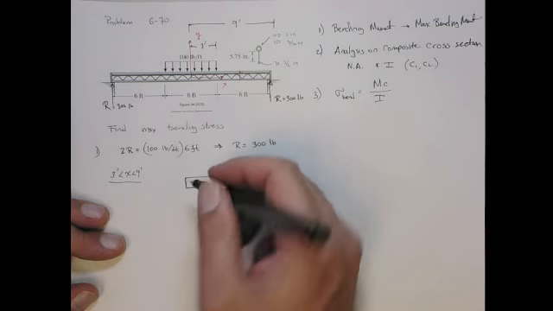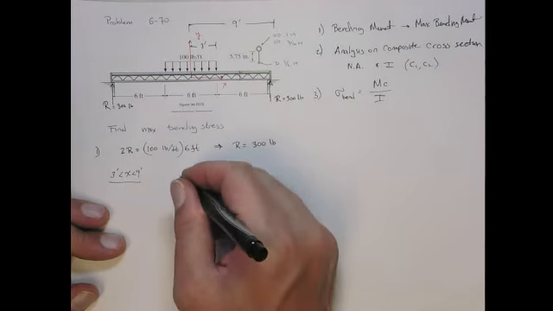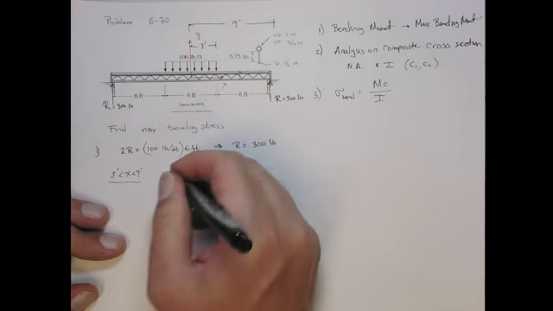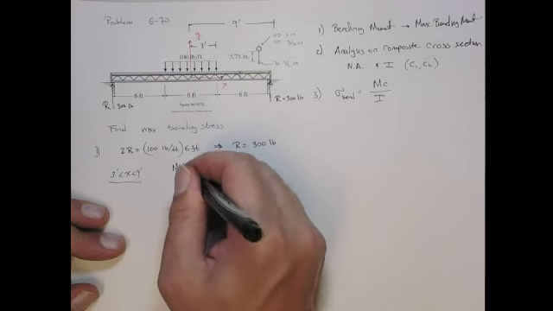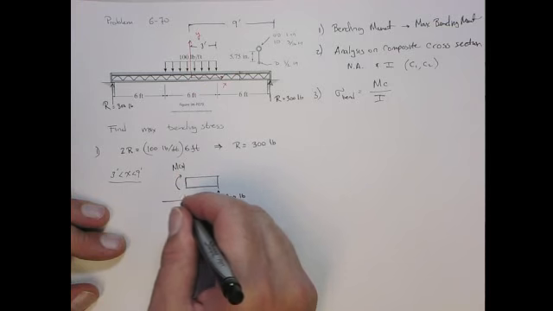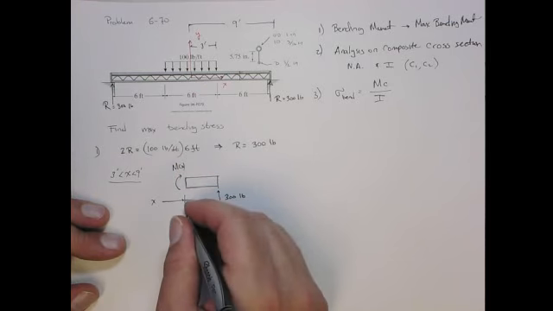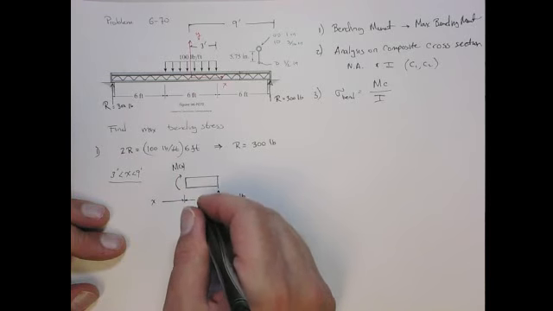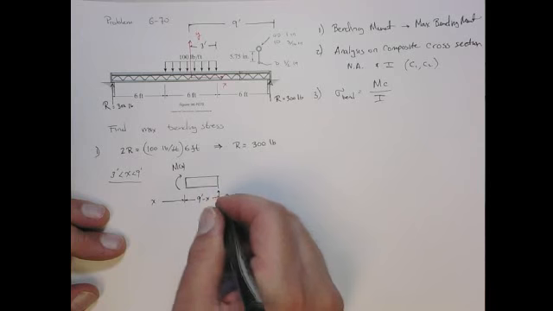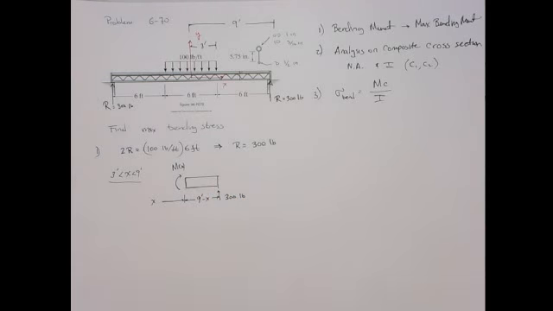Now this is a negative X face, so the positive sense for the moment is going to be clockwise. This distance here is X, so that means that this distance here has to be 9 feet minus X. So I probably will convert everything to inches. So 12 times 9 feet. Let's just do it now.